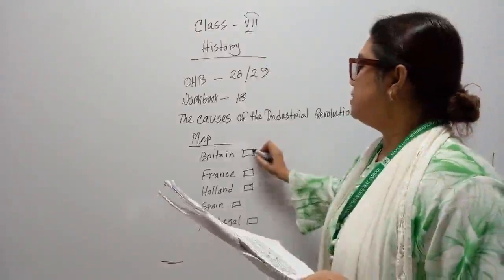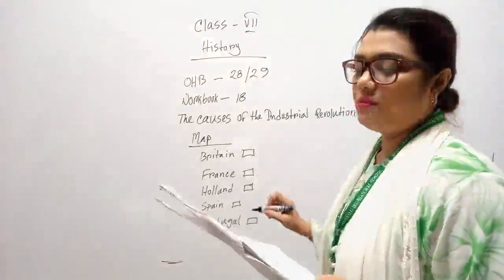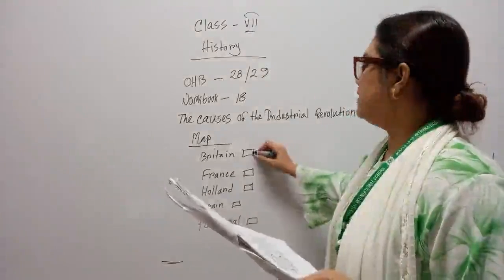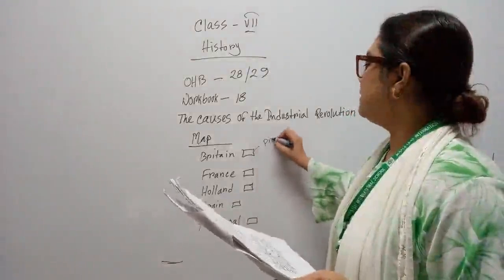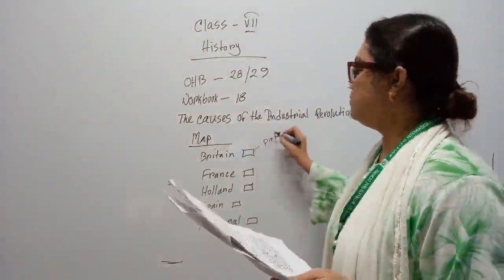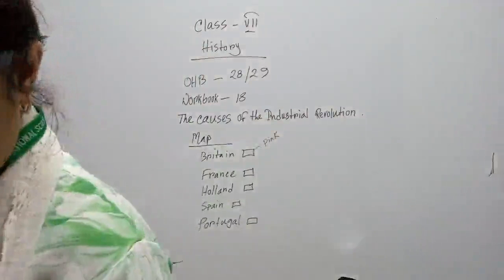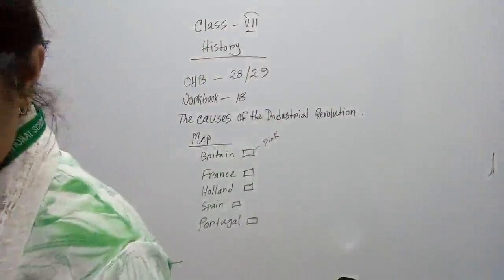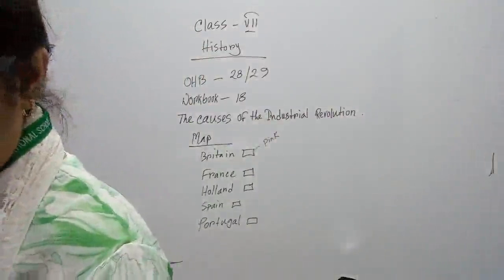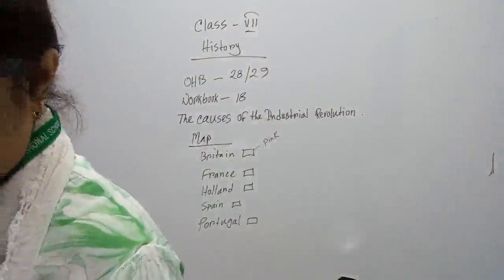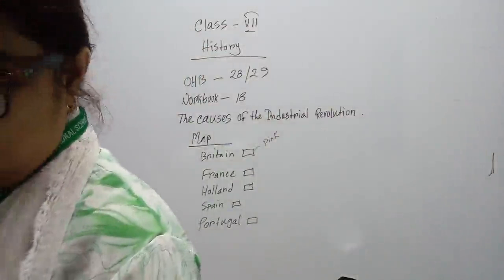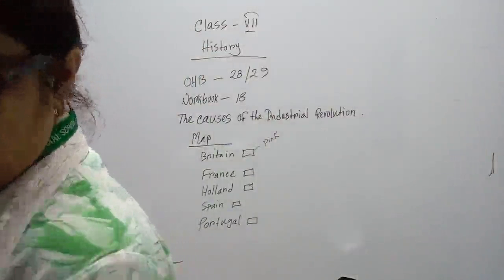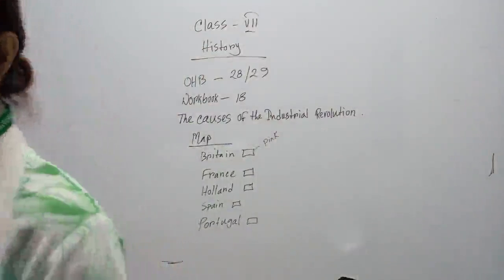If you are doing the Britain part with pink color, the box will be pink. Now look at your book, page 28. It is written as British, Spanish, Dutch, Portuguese, French. Britain is the pink color part in your book.